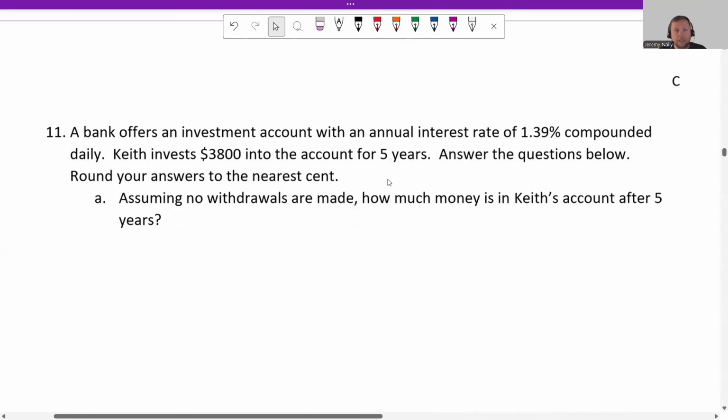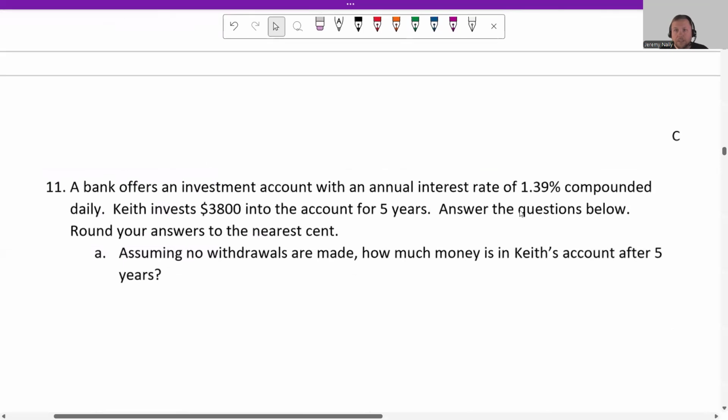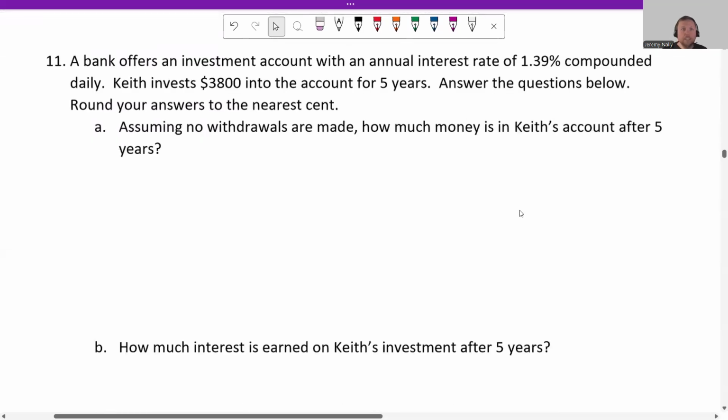A bank offers an investment account with an annual interest rate of 1.39% compounded daily. Keith invests $3,800 into the account for 5 years. Answer the questions below. Round answers to the nearest cent. Assuming no withdrawals are made, how much money is in Keith's account after 5 years? So compounded daily is telling us that N is equal to 365.